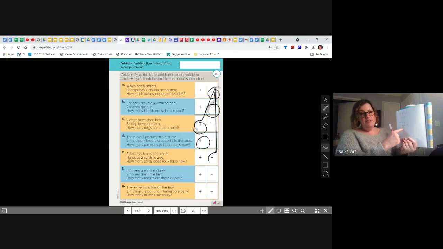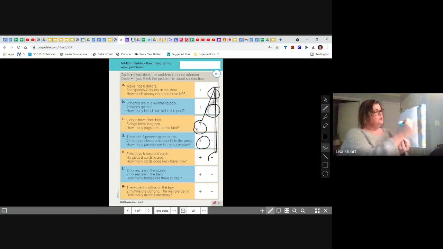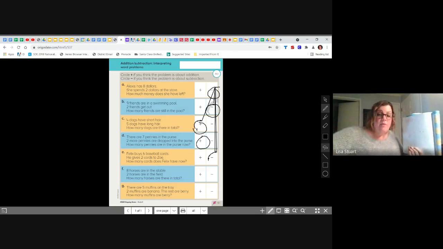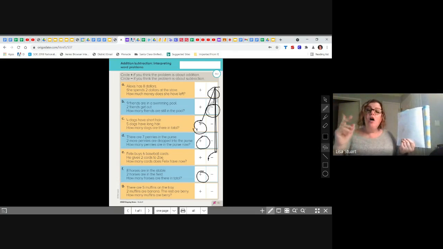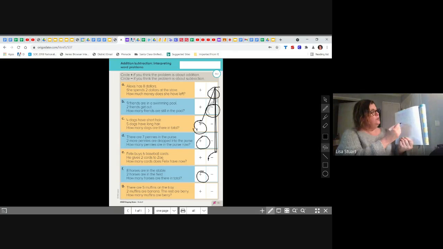There are 8 horses in the stable, plus there are 2 in the field. I'm adding to my group, so I'm going to circle the plus sign, and now I'm going to count all of the horses in total to find out how many we have. 1, 2, 3, 4, 5, 6, 7, 8, 9, 10. 8 plus 2 equals 10.